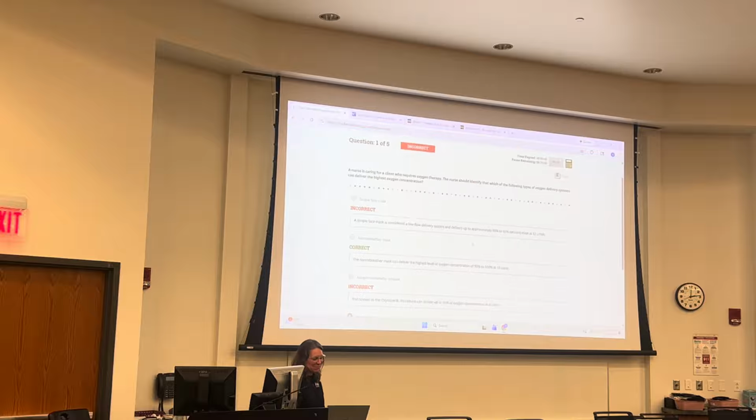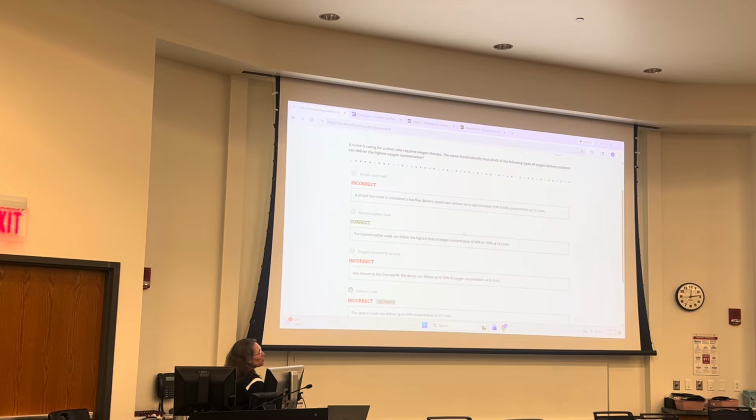Continue. Oh, incorrect. All right, I just wanted to show you the types here. I just want to show you all the types. And in one of your labs, they'll have all of these out for you and you'll start to see them. But I just wanted to kind of expose you to what you might see. Okay, so a simple face mask is just like what it sounds like.